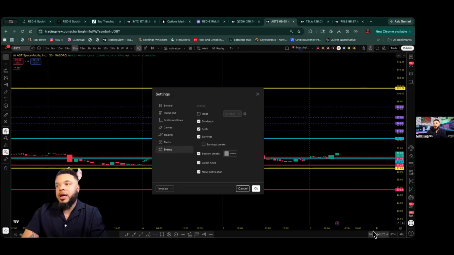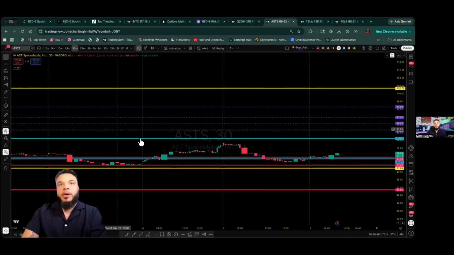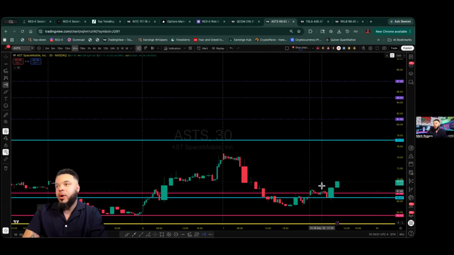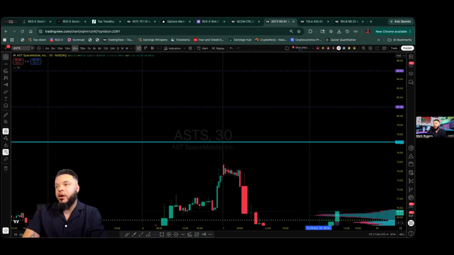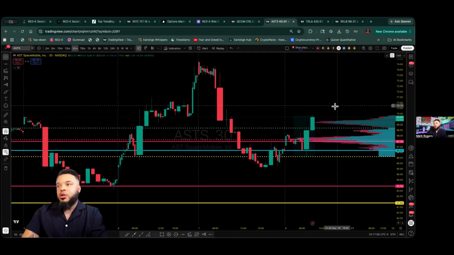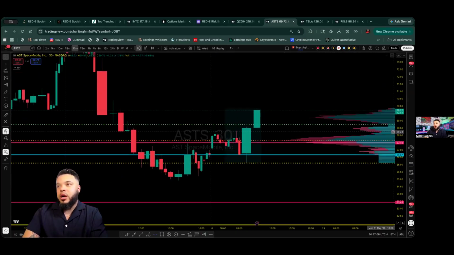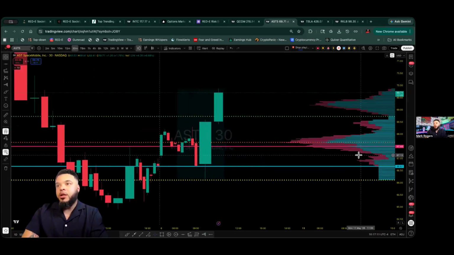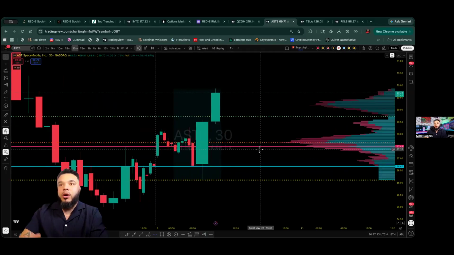Make sure you come to settings and turn on your session breaks. Now I tell you to do this because I use something, again, no offense, it's called the Jewish strategy. So I come to the current day or the prior day, depending on what time I'm mapping this out, and I will draw the anchor volume profile. Now, these are all drawings, not indicators.